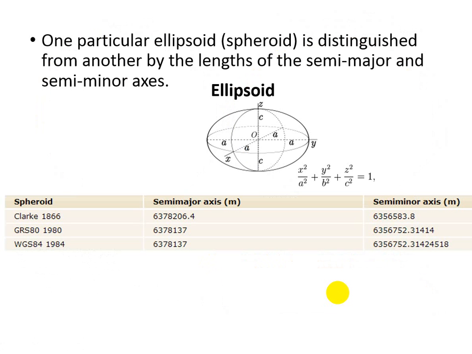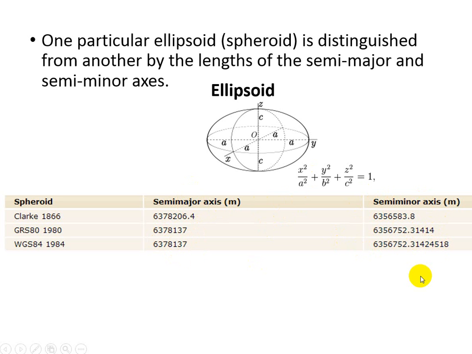We have different ellipsoids that we use in mapping. This is an example of just three of them. The Clark 1866 spheroid or ellipsoid, those terms are interchangeable, and the WGS 84 spheroid or ellipsoid. We can see that they're different from one another by the distances of their semi-major and semi-minor axes. These are different, these are different, and these are the same in the semi-major, but ever so slightly different in the semi-minor axis.